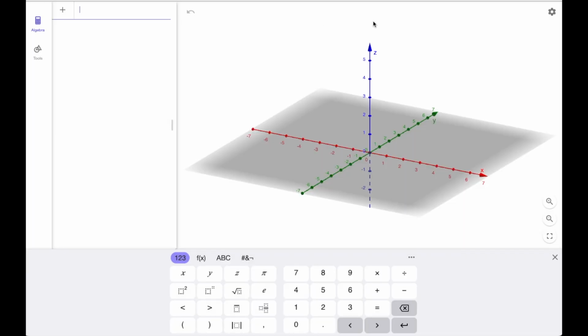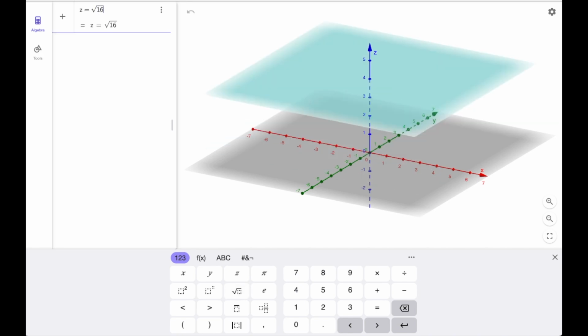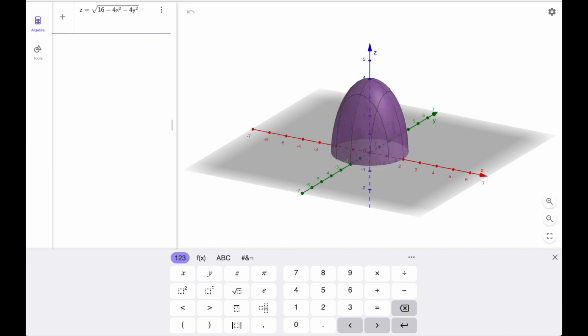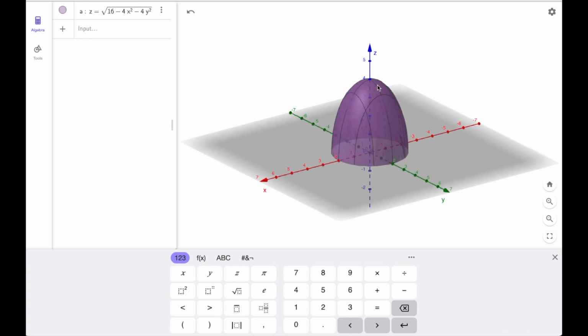So let's come over to our 3D graphing software and we'll put in the equation of the surface. And instead of f of xy, let's just put in z, and then we'll put in radical of 16 minus 4x squared minus 4y squared. And we can see here that we have the top half of an ellipsoid. Notice that because z is equal to a principal square root, we're only going to have the positive z values as the output for this surface.